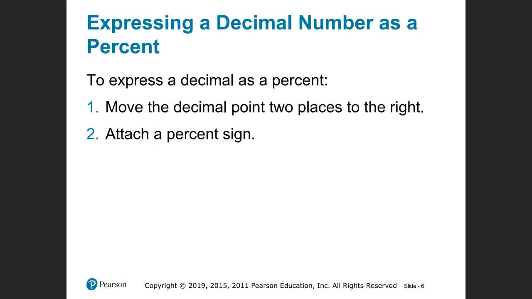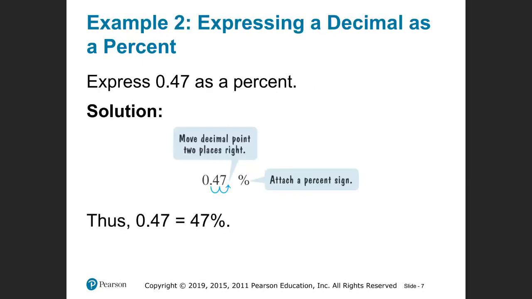Next, express a decimal as a percent. This is even easier because all you do is move the decimal point 2 places to the right and attach a percent sign. Here's an example. Express 0.47 as a percent. Move your decimal point 2 places to the right, attach your percent sign, so 0.47 or 47 hundredths is equal to 47%.